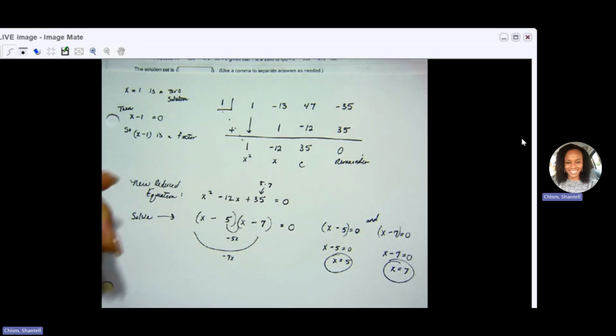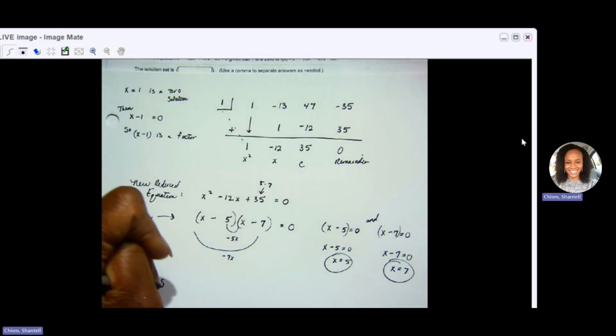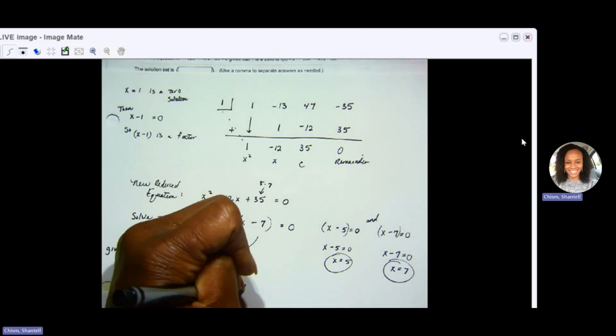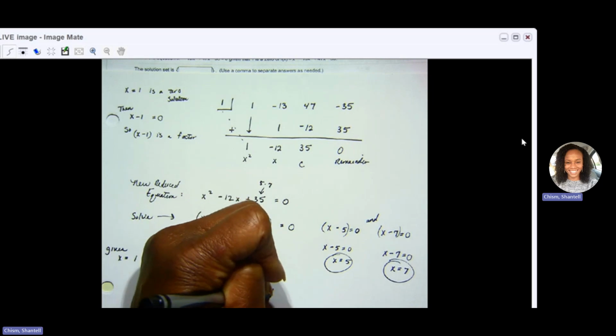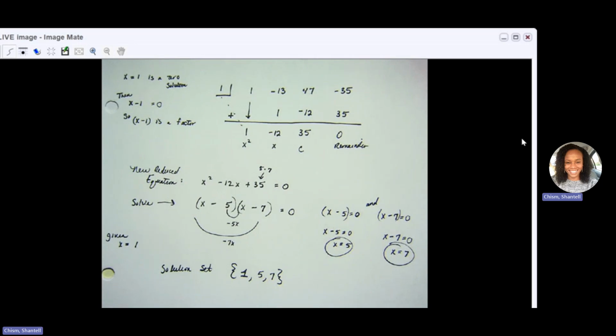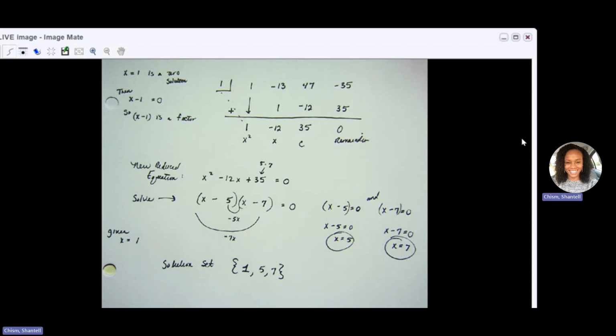And my other solution, we were given that x equals 1. So my solution set is 1, 5, and 7. My solution set. So we use the given 0 and synthetic division to get a new reduced equation that we then were able to solve. And we solved it by factoring. Okay, quadratic formula would have worked here as well.